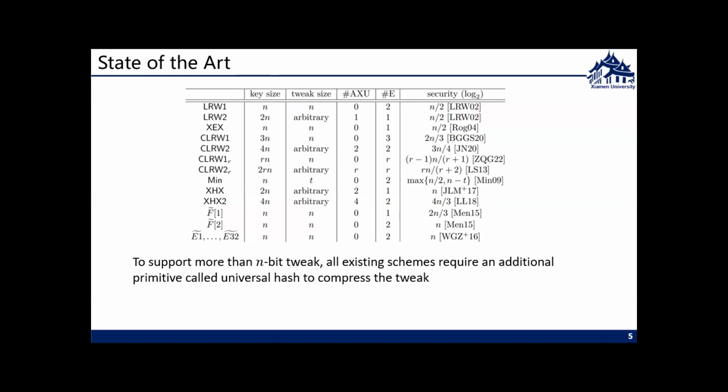Actually, there is a series of works on how to design a tweakable block cipher from a block cipher. We can see the first two, which I introduced a bit, and there are XEX and the cascaded LRW1, and also the generalized cascaded LRW1, LRW2, and the minimal designs XHX and XHX2, and also the Mennink design, and also the Wang et al. designs in Asiacrypt 2016. But we can summarize a bit. To support an n-bit tweak, all existing schemes require an additional primitive, a universal hash, to compress the tweak. This is a bit tricky, because besides the block cipher we need another primitive to design the tweakable block cipher. So this is the starting point of our research: we want to design a large-tweak construction without relying on the universal hash, merely using the block cipher.